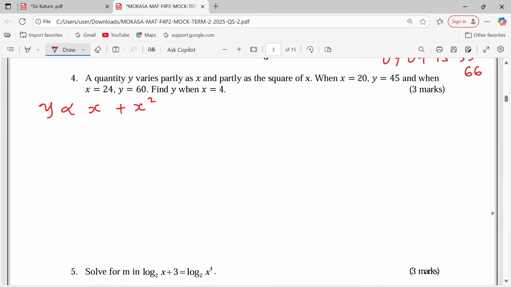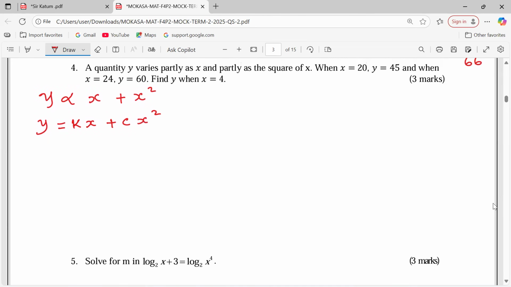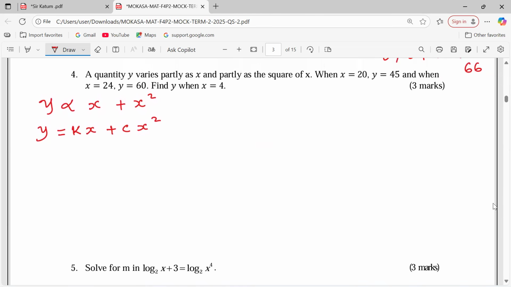We can do away with the symbol of proportionality by introducing an equal sign and two constants, one for each of the parts. So we can say y equals, we put an equal sign instead of the symbol of proportionality, then we introduce two constants. So this can be k times x, then c times x squared. That is the general equation connecting x and y. With that, we can now find some equations according to the provided information.